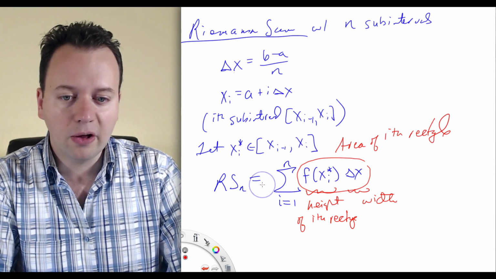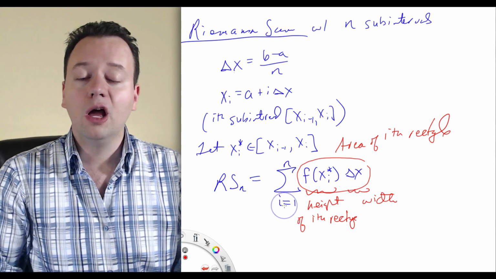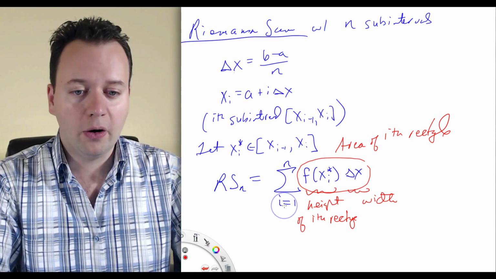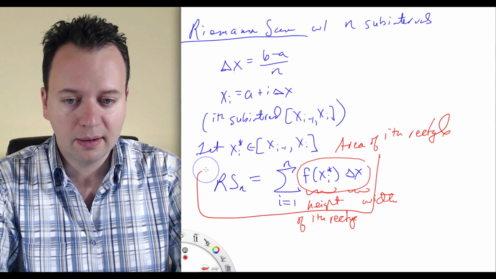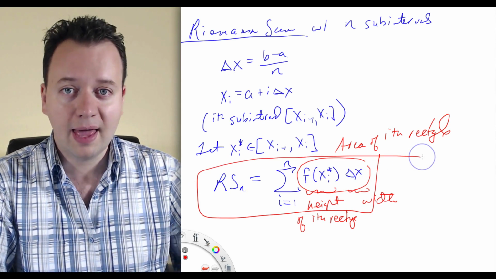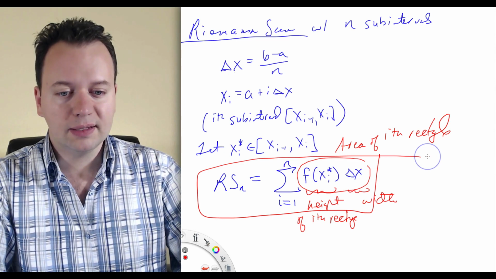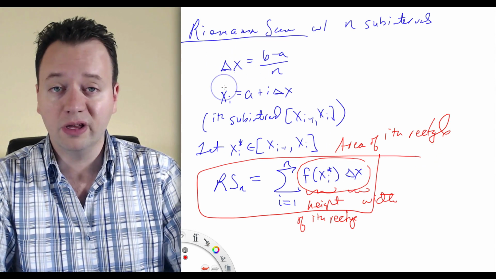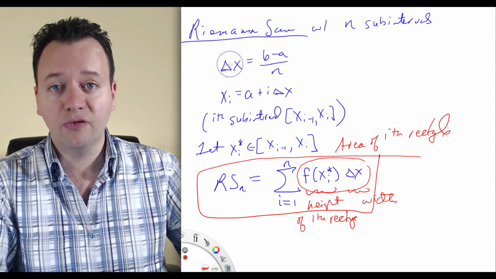So this is the area of the ith rectangle. And when we add them all together by doing a summation, we get an approximation for the area under the curve. So this formula is the formula for a Riemann sum with n subintervals. And these things are all computed based on the formulas that you see up here and from the function f of x.